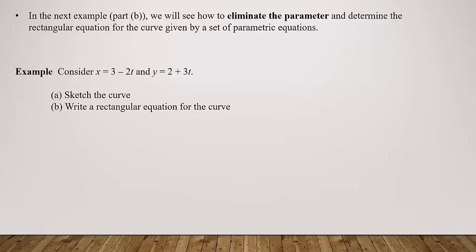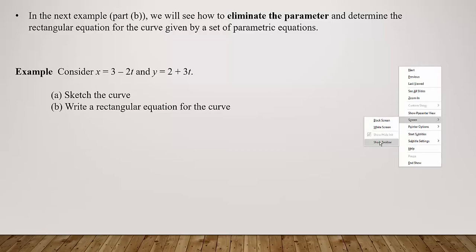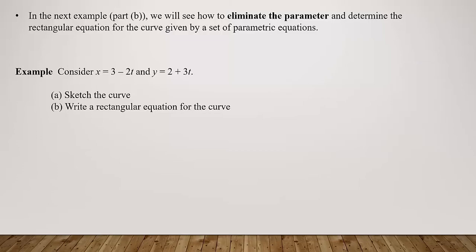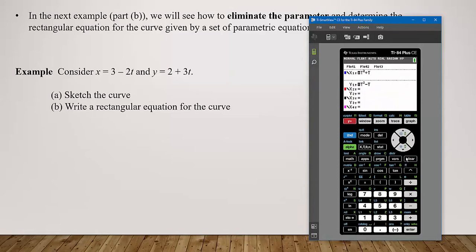So you know what? One more time, let me call up my calculator. And let's sketch the curve. So let's see, x is 3 minus 2t, and y is 2 plus 3t. And then for my viewing window, well, let's see, I'm not given an interval for t. So I guess t is allowed to go from -infinity to infinity.